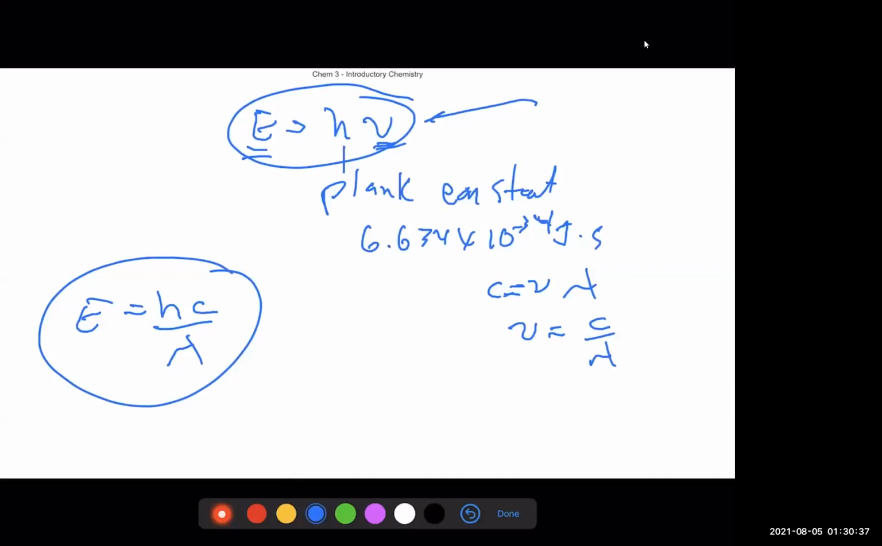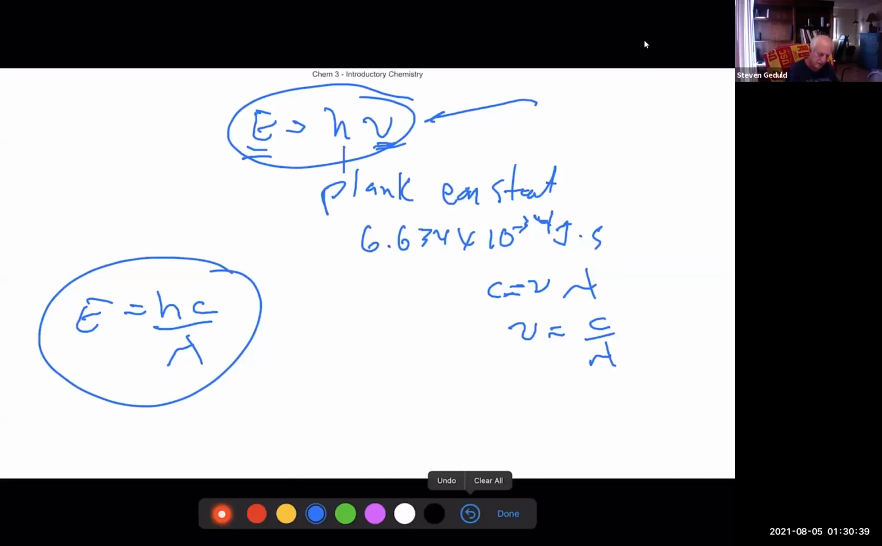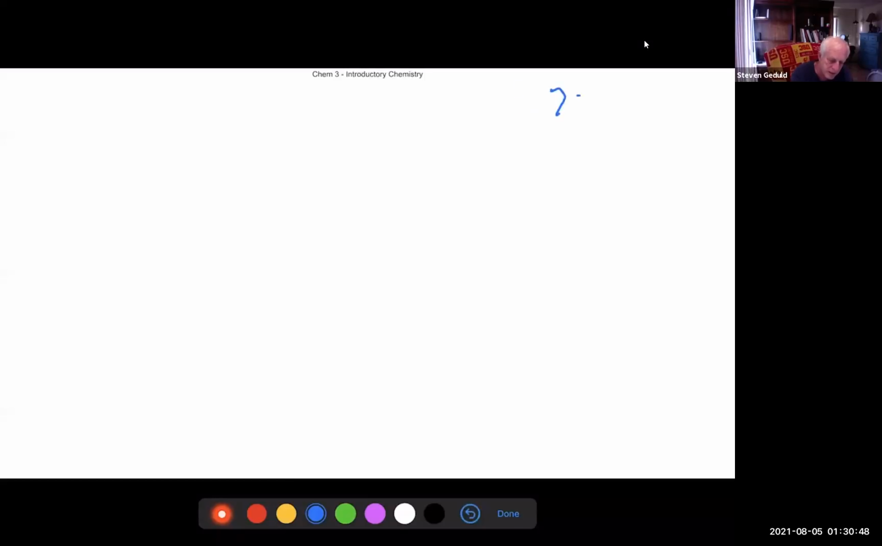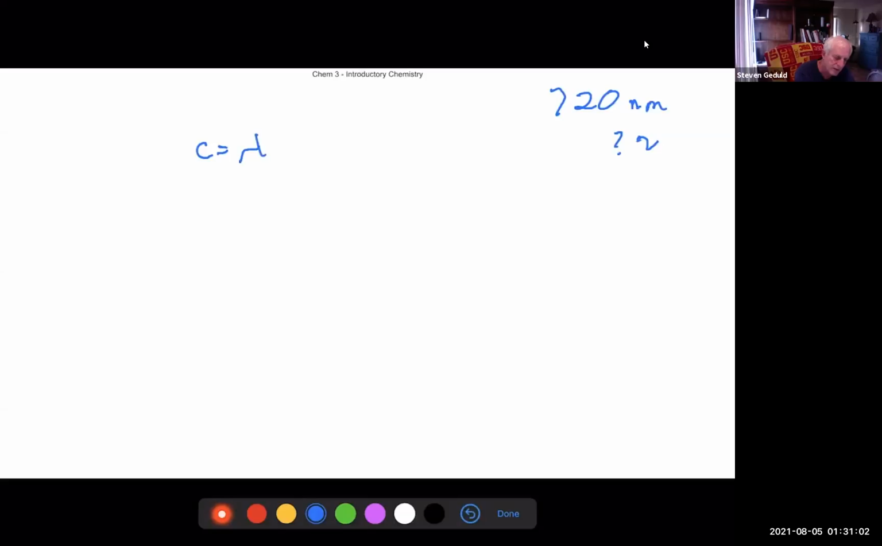A beam of red light, red light's in the visible spectrum, has a wavelength of 720 nanometers. I'm having a hard time writing this. 720 nanometers, that's a wavelength. You want to know what the frequency is, so you're looking for frequency. You have the formula C equals wavelength times frequency. So we're looking for frequency. Frequency is C divided by lambda.